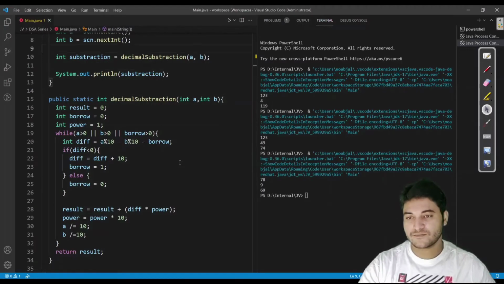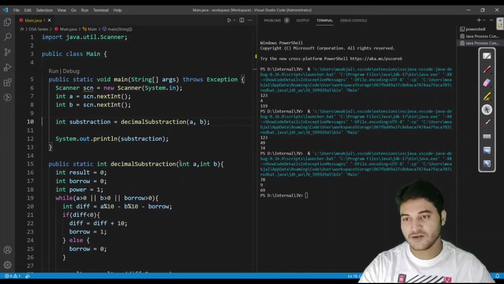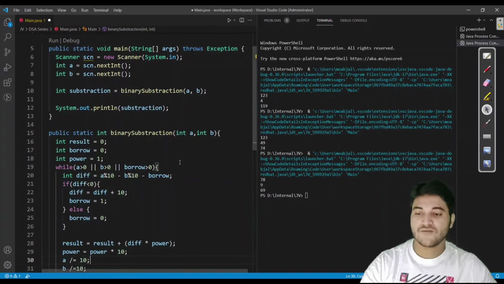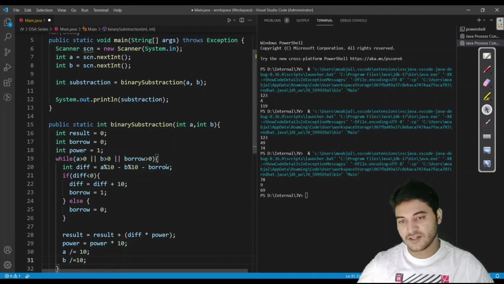So what we would do, we are taking two numbers from the user, and previously we were calling this method decimal subtraction. Now we have to call binary subtraction, and we have to change the name of this also, binary, and we would take two numbers here.